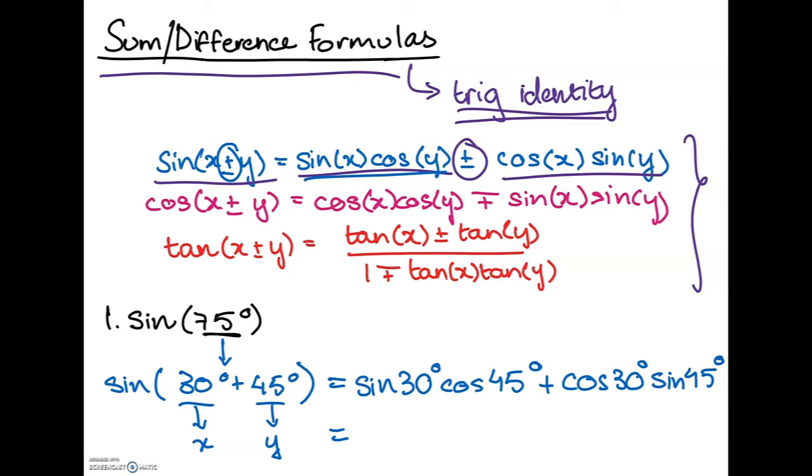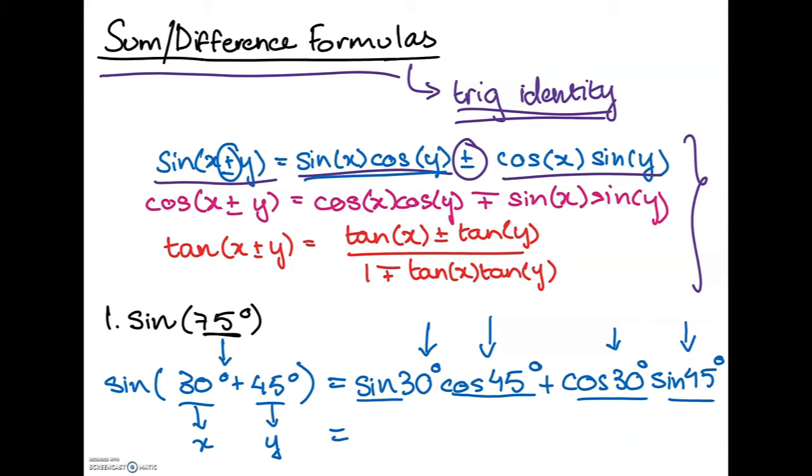Now you're probably asking, we have to find four different trigonometric functions: sine of 30, cosine of 45, cosine of 30, and sine of 45. But think about it. If you refer to your unit circle, you have certain values for each of these trigonometric functions. You don't have a value for sine of 75, but you do have an exact value for each of these four. So now you have to refer back to your unit circle and find the values of each of these.